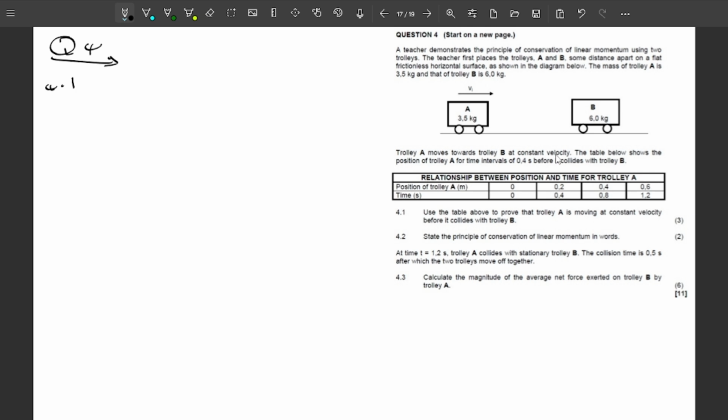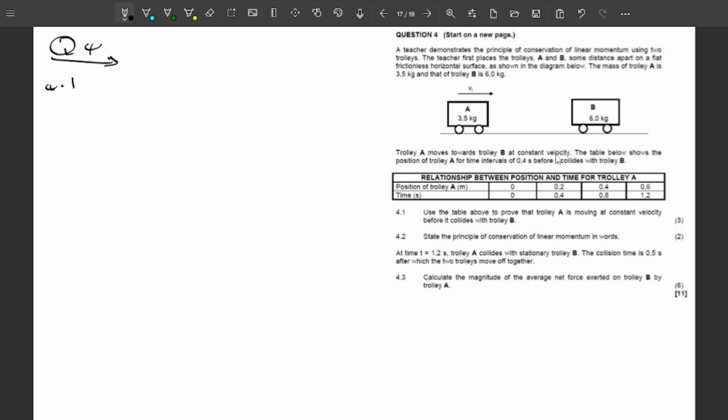Trolley A moves towards trolley B at constant velocity. The table below shows the position of trolley A for time intervals of 0.4 seconds before it collides with trolley B. Alright, so we've been given the data. It's the relationship between position and time for trolley A, and we can see that this is the data of trolley A.